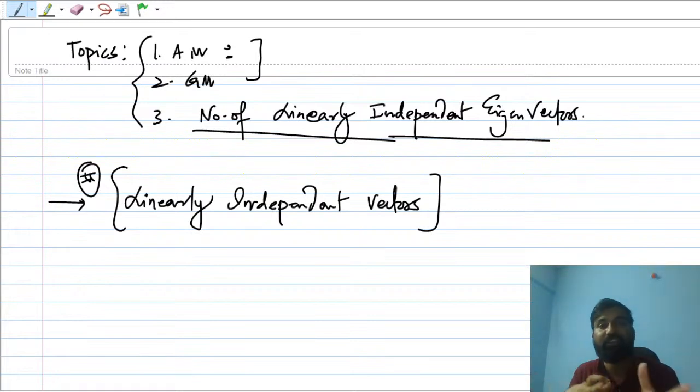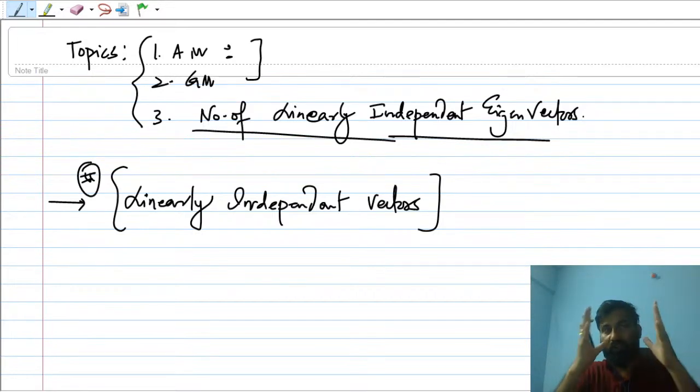There is a huge difference. I have taken two examples, two vectors we have taken.